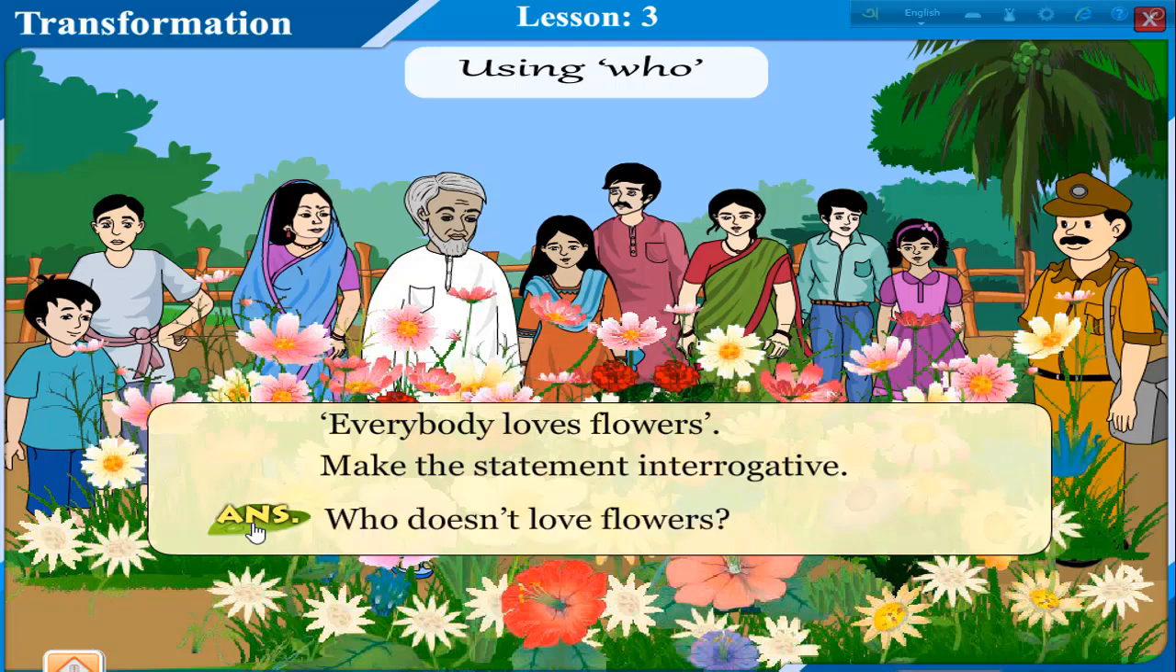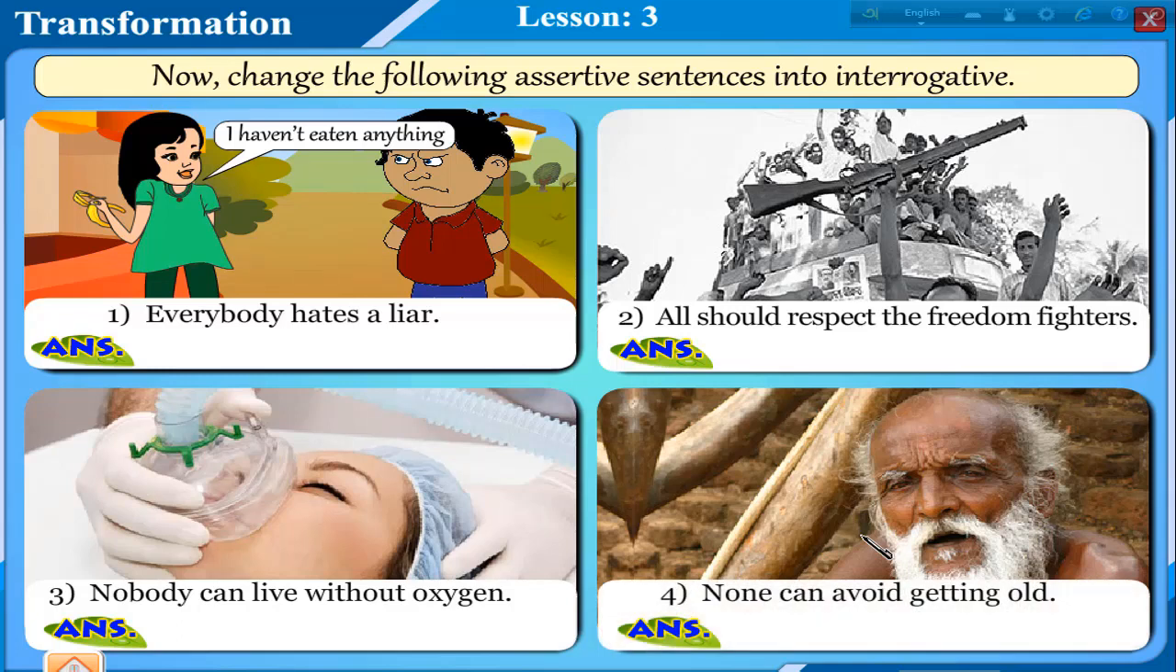Who doesn't love flowers? You know, in the previous slide, I have told you, affirmative sentence turn into negative interrogative. So, I put here negative symbol, doesn't. Okay, here are some wonderful examples for you. Look, the girl is saying to the boy, I haven't eaten anything. But look, he is eating a banana. He is telling lies. So, the boy replied, everybody hates a liar.